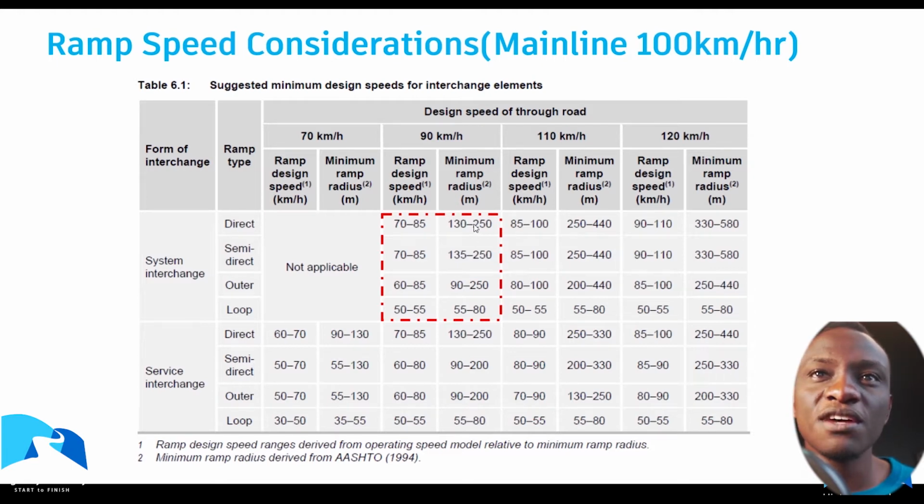Now this means that we must have a minimum radius. So if you're looking at a semi-directional, we must have a radius between 135 meters to 250. In this case, we're going to use 150. The outer, we have 90 to 250. The loop, we have 50 to 80. Now, the ramp design speeds, as earlier highlighted, are derived from a speed model relative to minimum ramp radius. And you find that the minimum ramp radius is derived from AASHTO. Now, I explained earlier the design manuals we'll be using. We're basically using the Austroads design manual for interchanges.